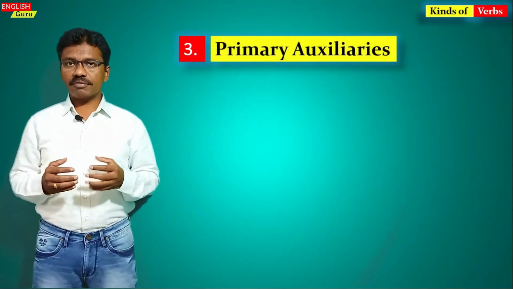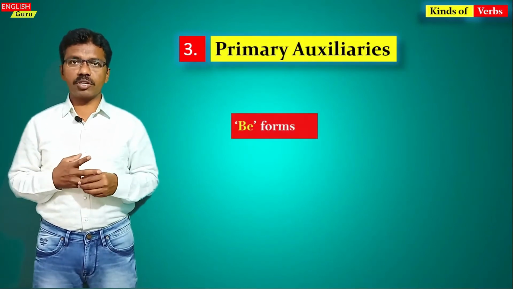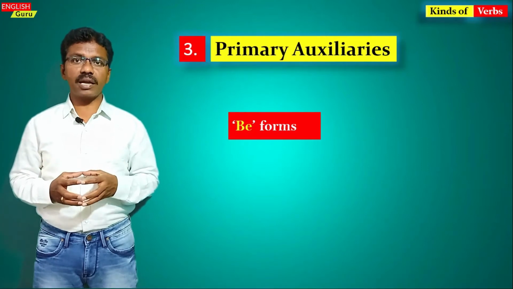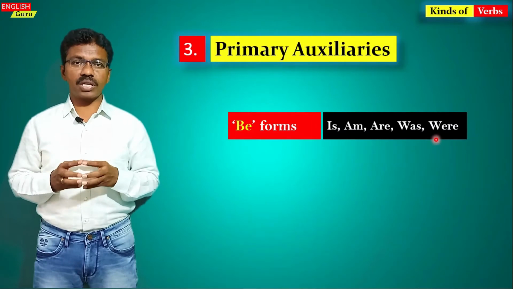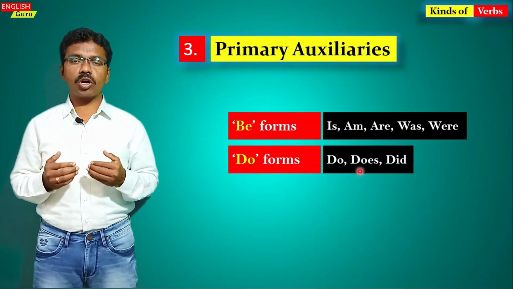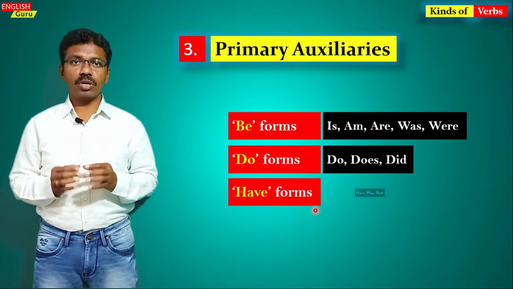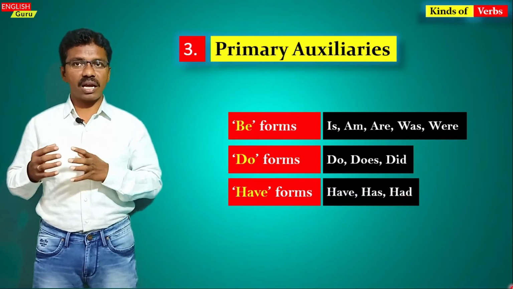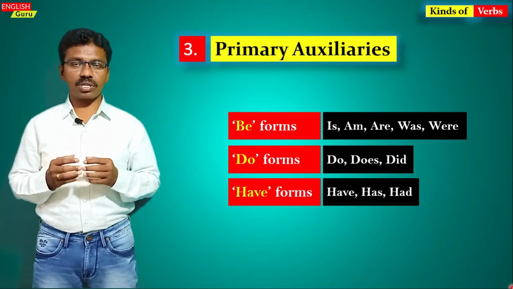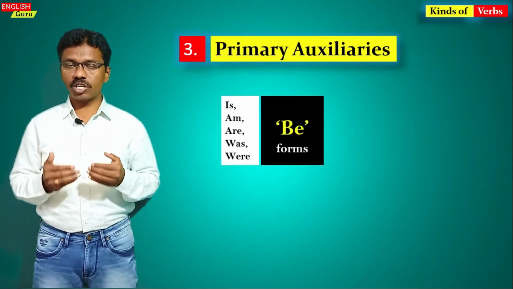And the next category of verb is auxiliary verbs, that is primary auxiliaries, and we have three kinds of primary auxiliaries. Be forms: is, am, are, was, were. Do forms: do, does, did. Have forms: have, has, had. These are all the primary auxiliaries. We call them helping verbs also.